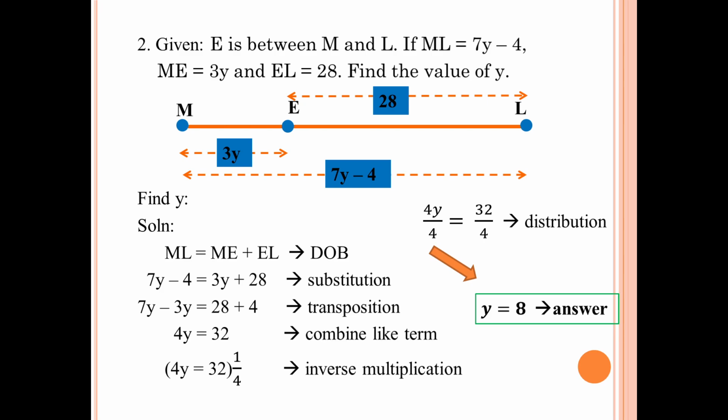Again, if we want to know whether our answer is right or wrong, let us try to substitute it to the given problem. So we know 7 times 8, which is the y, minus 4 is 52. And 3 times 8 is 24, plus 28 is also 52. So y equals 8 satisfies the given problem.